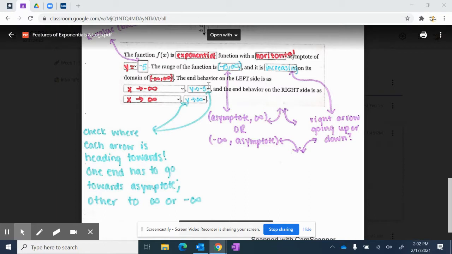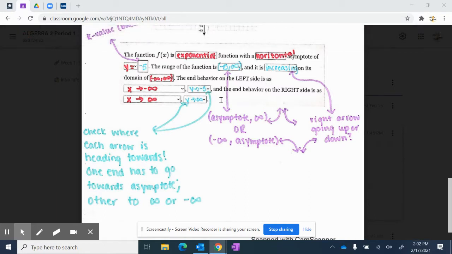And then I'll actually be going over these end behaviors as well because I didn't really like the way I did it in class today. So I'm going to be showing you a different way as well.